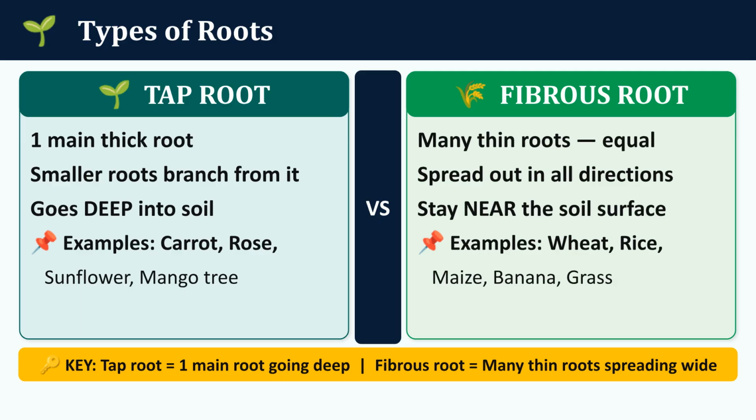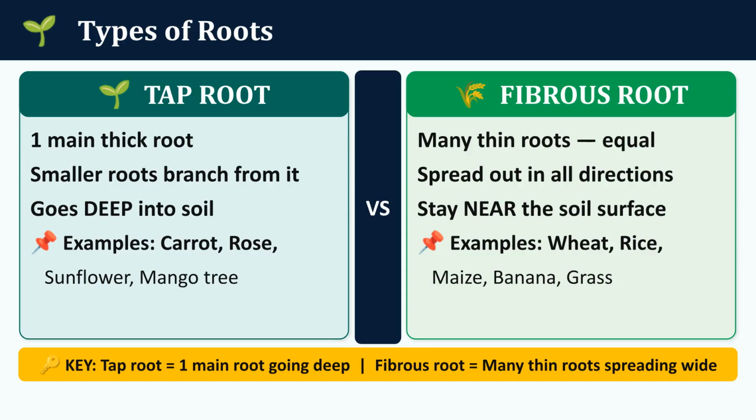Now let's study the two main types of roots. The first type is the taproot. A taproot has one thick main root. Many smaller roots grow from it. Taproots grow deep into the soil. Examples include carrot, rose, sunflower, and mango.